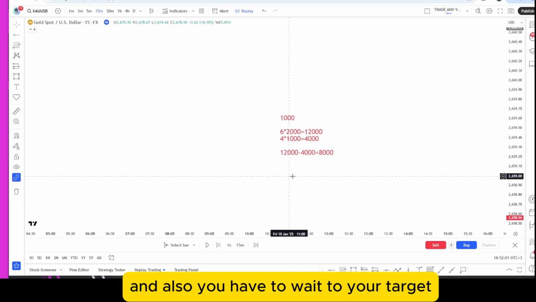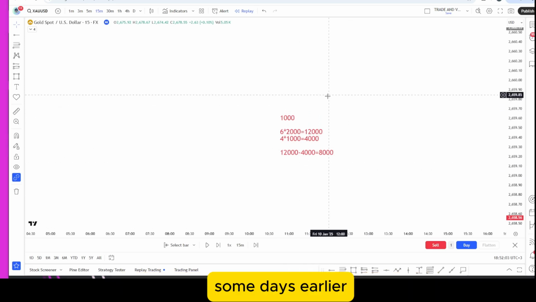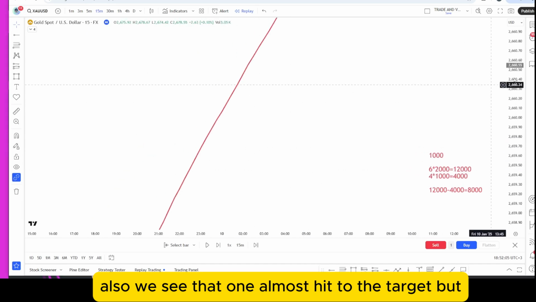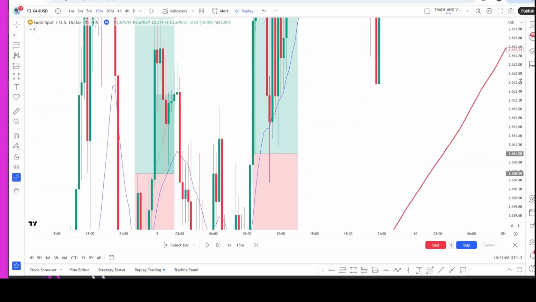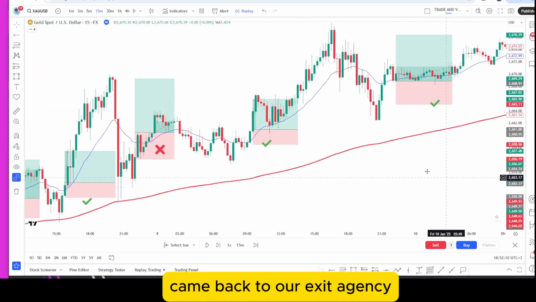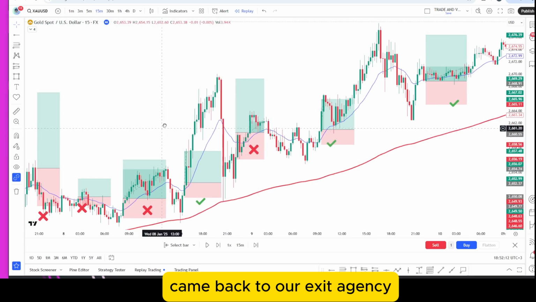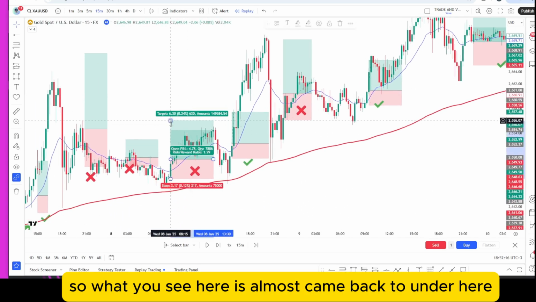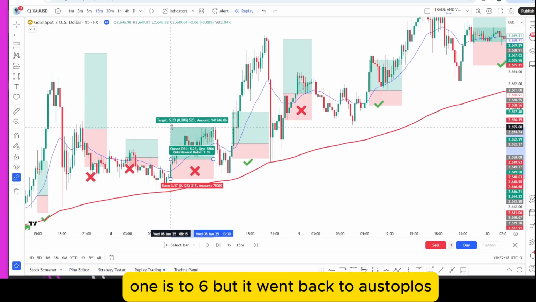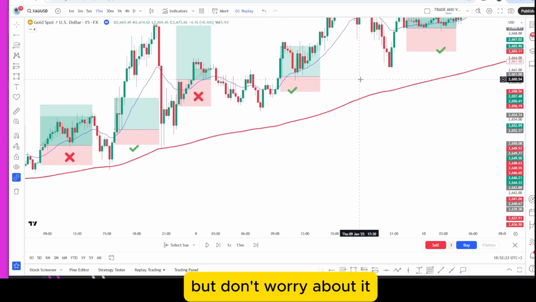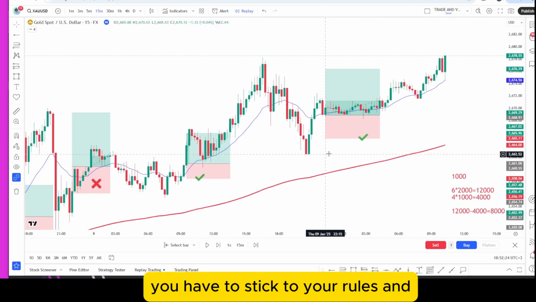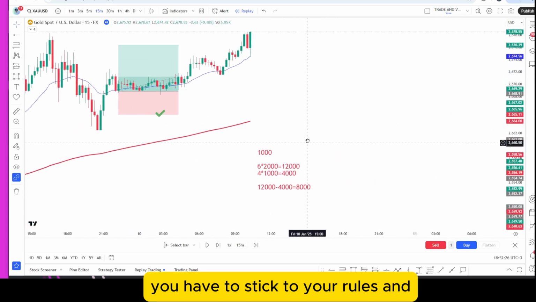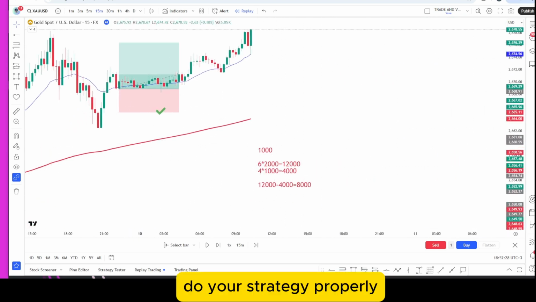Also you have to wait for your target. Sometimes earlier we saw one that almost hit the target but came back to our exit area. So what you see here is it almost came until here, 1:6, but it went back to our stop loss. It's okay, fine, don't worry about it. You have to stick to your rules and do your strategy properly.